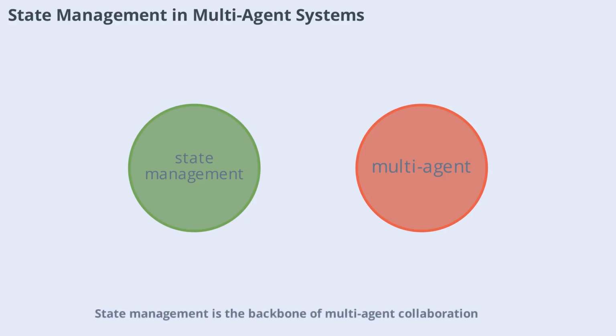State management is the backbone of multi-agent collaboration. It tracks shared variables, chat histories, execution flags, and outputs as tasks move across agents. This centralized persistence ensures all agents remain aligned, preventing miscommunication and data loss during complex workflows.